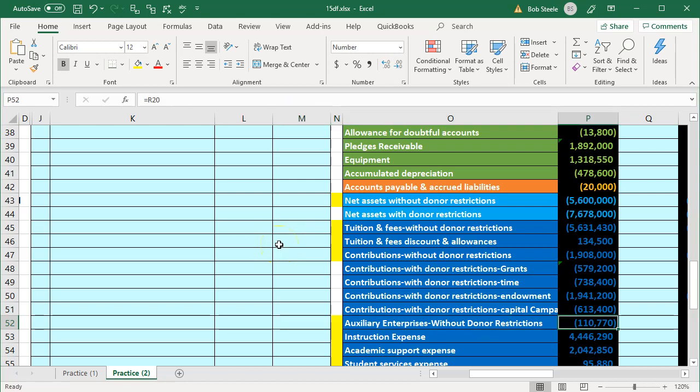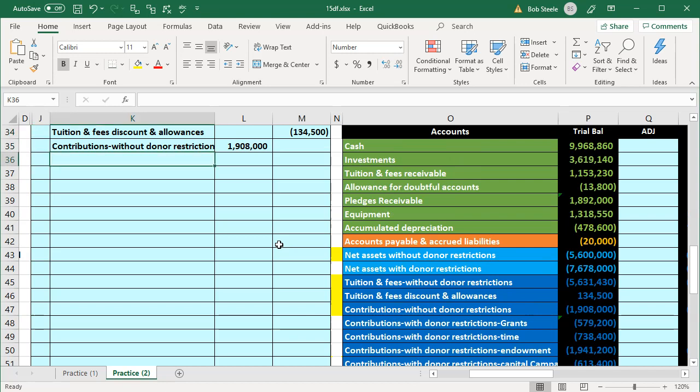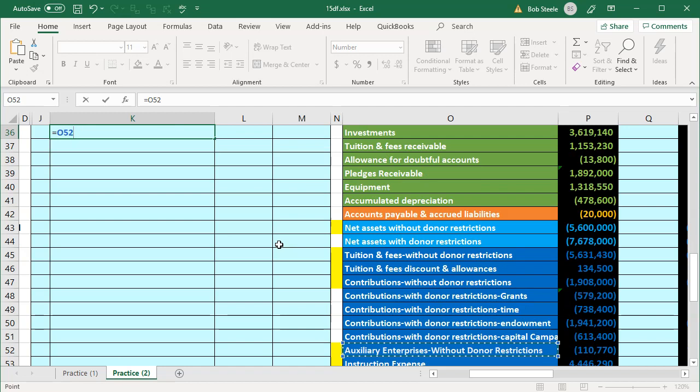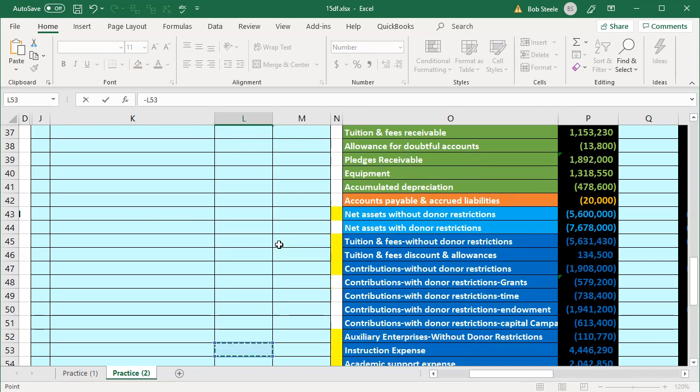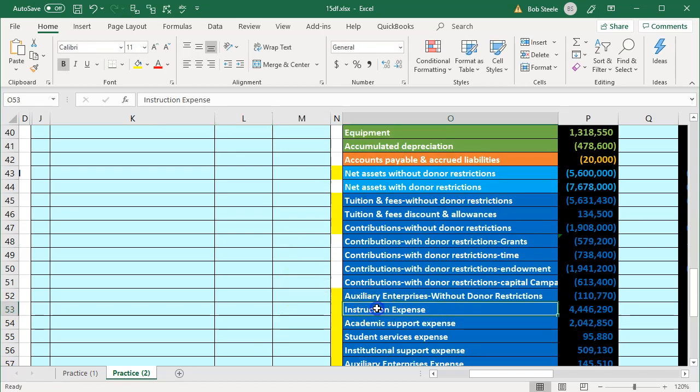It's got a credit as well. Therefore, we're going to debit it. So we'll scroll back up top. We're going to say equals, scroll back down, pick up that account. It needs to be in the debit side. So we're in L36. I'm going to say negative, scrolling back down, of that 110,770 and enter.